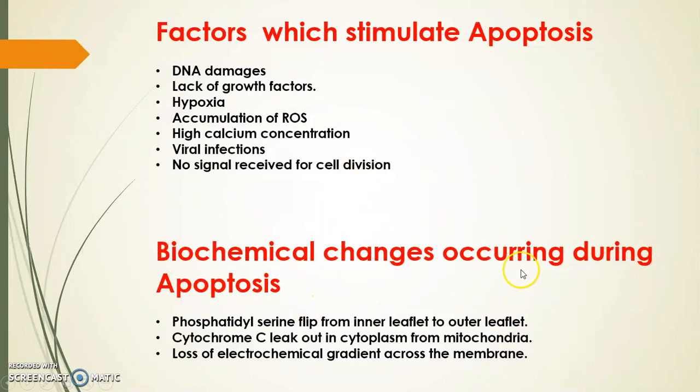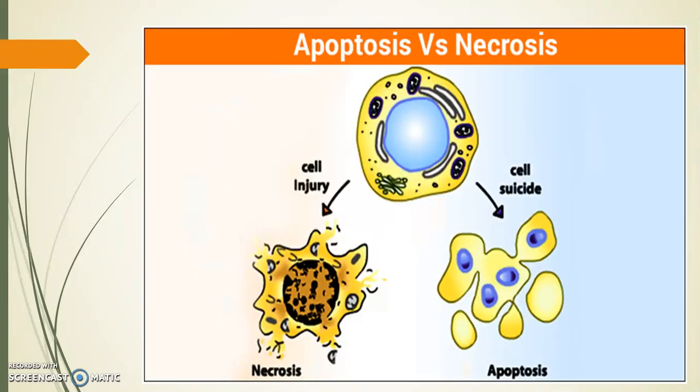Some biochemical changes which are going to occur during apoptosis: phosphatidylserine will flip from the inner leaflet to the outer leaflet. As you know, phosphatidylserine always resides in the inner leaflet of the plasma membrane. It will flip from inner to outer. Cytochrome C will leak into the cytoplasm from the mitochondria, from the IMS, as I told you earlier. There is also the loss of the electrochemical gradient across the membrane. These are all the biochemical changes.